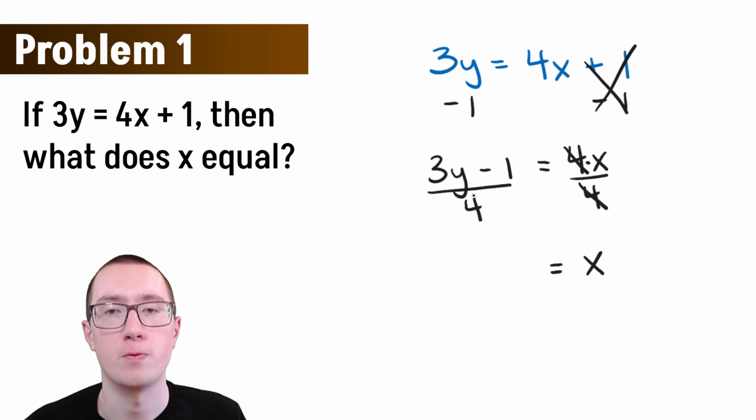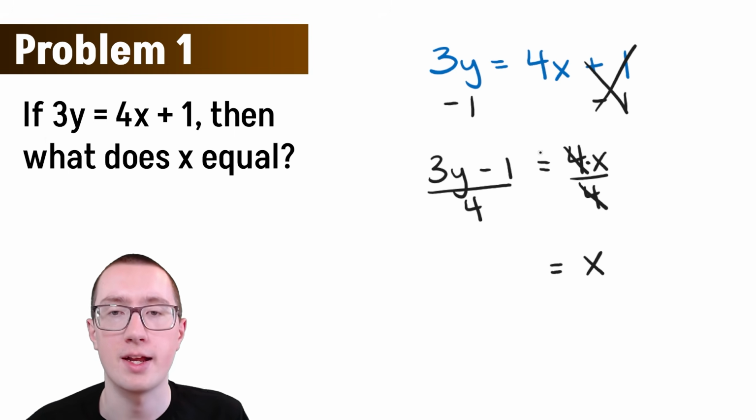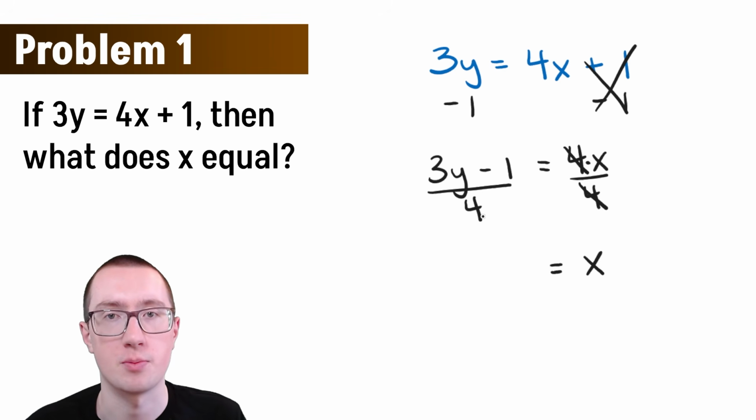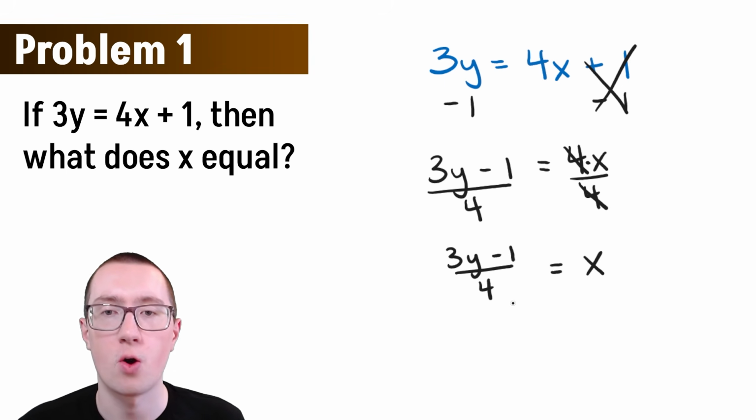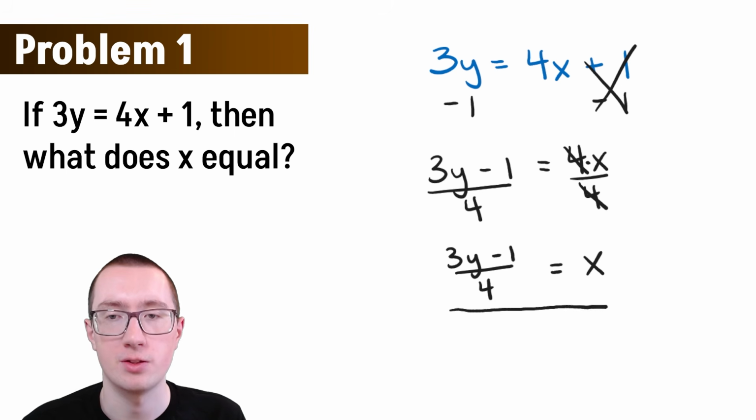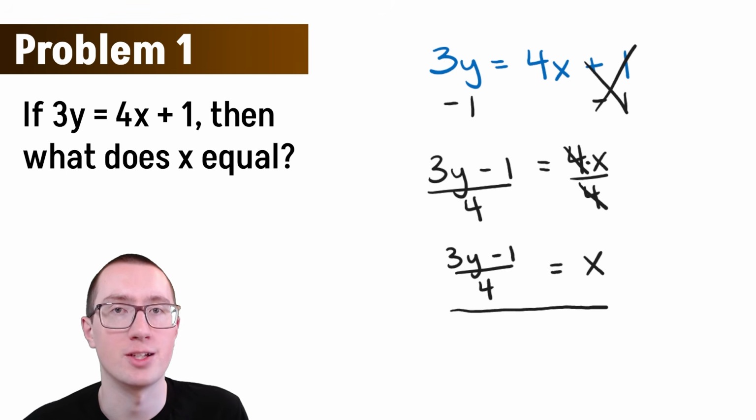We have to divide the 4 out to both the 3y and the minus 1. But 3 over 4 can't be simplified, and 1 over 4 can't be simplified. So we're actually just going to leave this as 3y minus 1 over 4. And that's actually all we're able to do here. There's nothing to be simplified because we don't know what y is equal to. So our final answer is that x is equal to 3y minus 1 over 4.